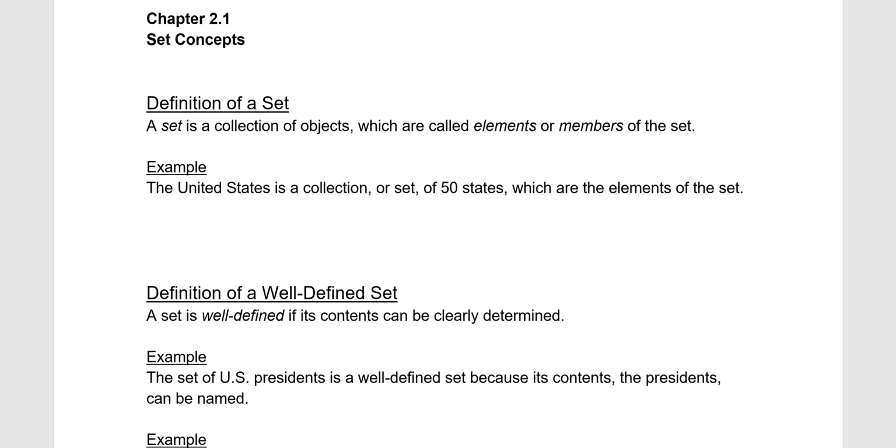Chapter 2.1 will be going over set concepts. So starting with the definition, a set is a collection of objects, and these objects are called elements or members of the set. So for example, the United States is a collection or a set of 50 states, and the states are the elements of the set.